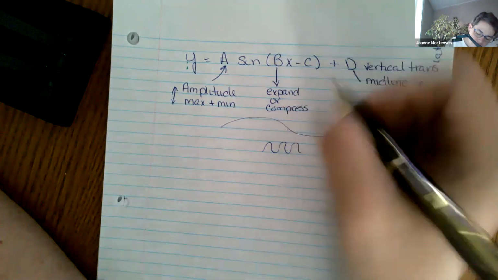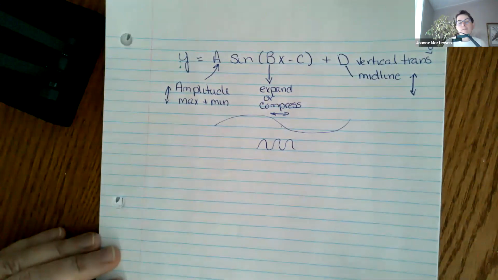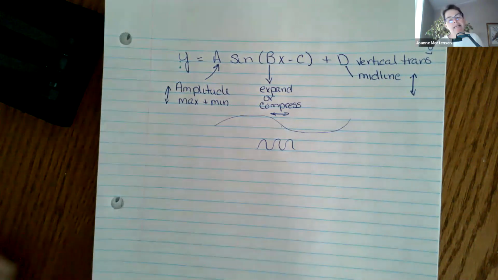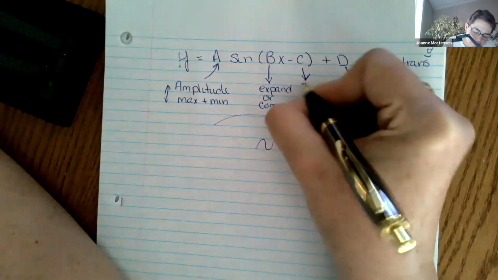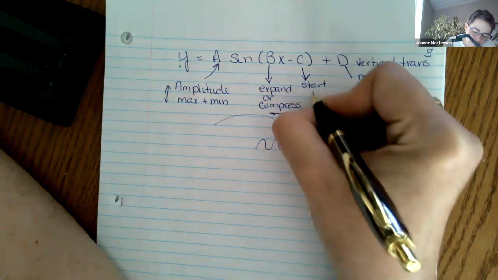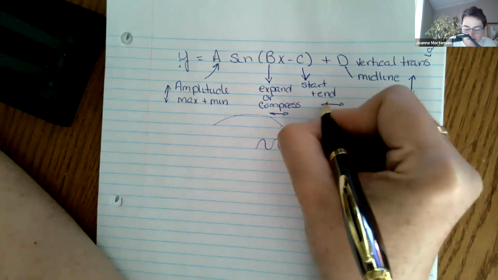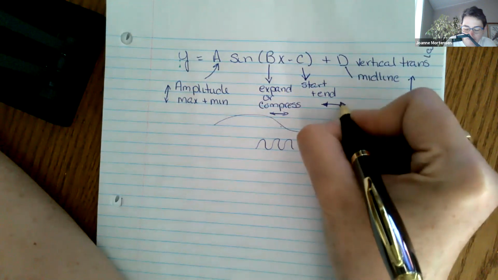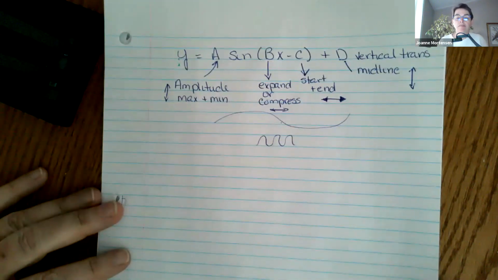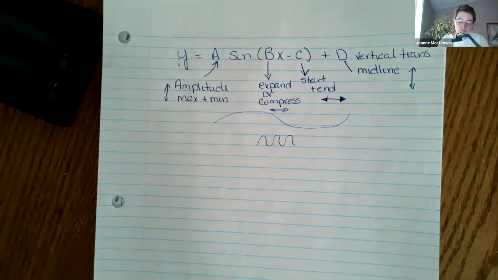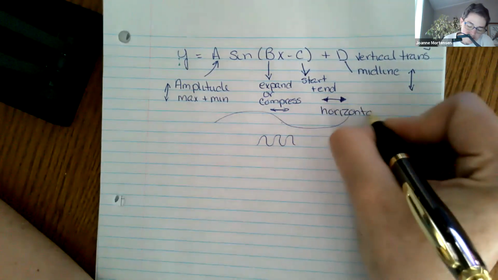And the C, again, that's horizontal changes. The C part is going to change the start and end. And again, that's going to be a horizontal measurement. All right, there is your summary. Oh, I forgot, this is called horizontal translation.